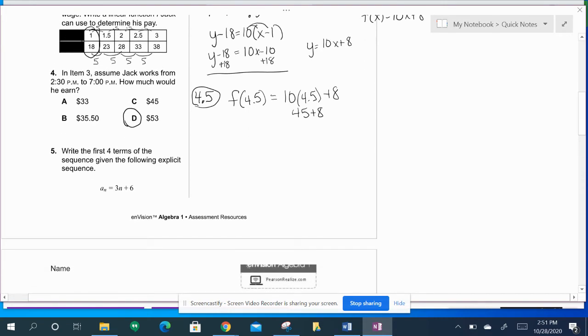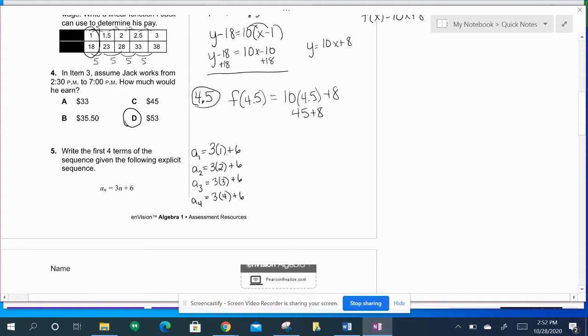Number 5 says write the first 4 terms of the sequence given this explicit form. And so what I'm going to do here is I'm going to find a sub 1, a sub 2, a sub 3, and a sub 4 because that n tells me what term it is. So that just means I'm replacing the n with a 1, replacing the n with a 2, replacing the n with a 3, and finally replacing the n with a 4.